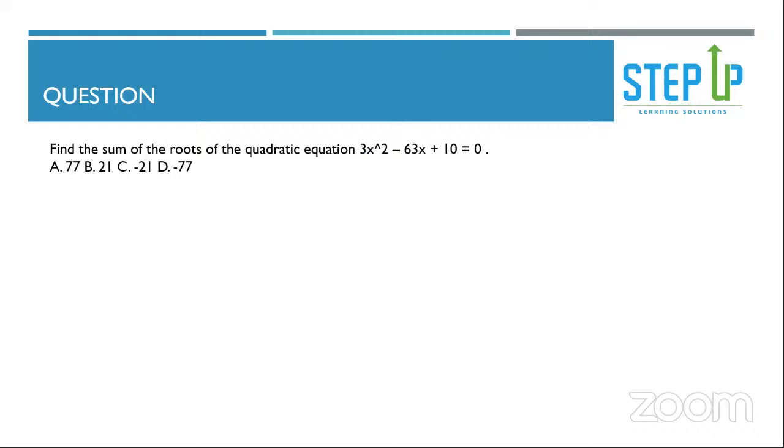It's simple: minus b by a. So minus of minus 63 by 3 is 21, and minus will be plus. Hence the answer is 21. 21 is the answer. Right. So let's move to the next one.